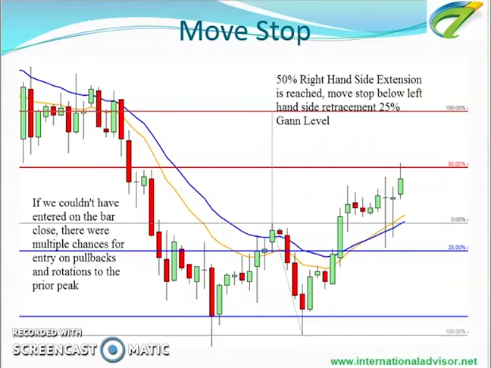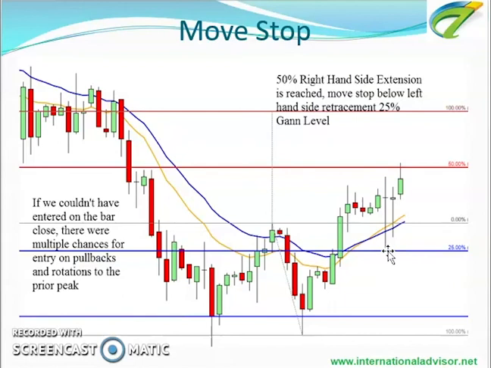So the 50% right-hand side extension is reached. Move stop below the retracement 25% Gann level. So instead of being here, we now moved it here because it's sort of trailing this top, and it will give us a better profit ratio.